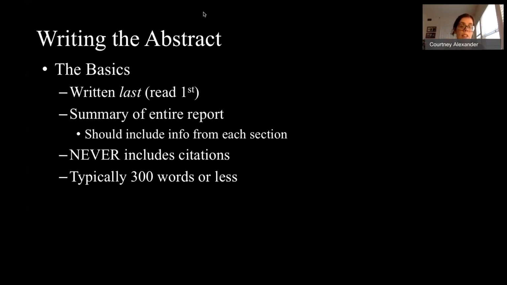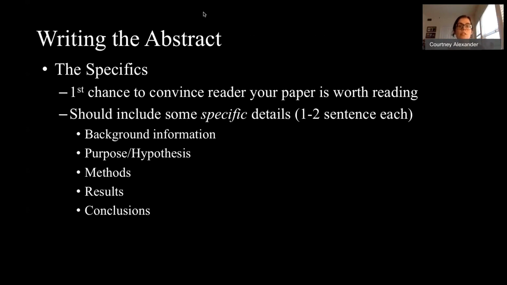Again, that's the introduction. Now, the last thing you write is the very first thing a person reads, which is the abstract. And the abstract is a glorified summary. It includes information from each of the sections, and it never has any citations, and it should be about 300 words or a little less. This is the first chance to convince your reader that your paper is worth reading.